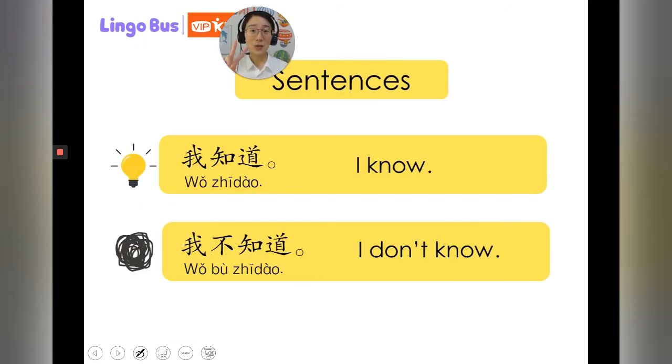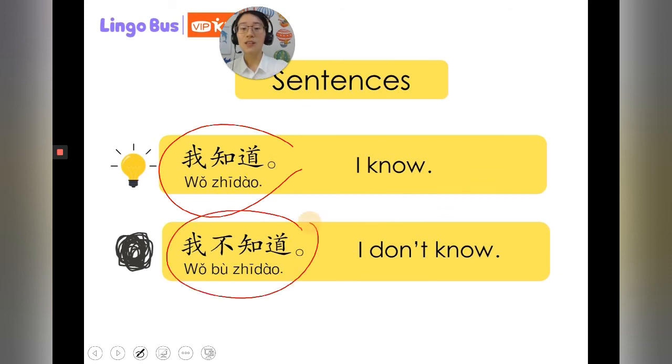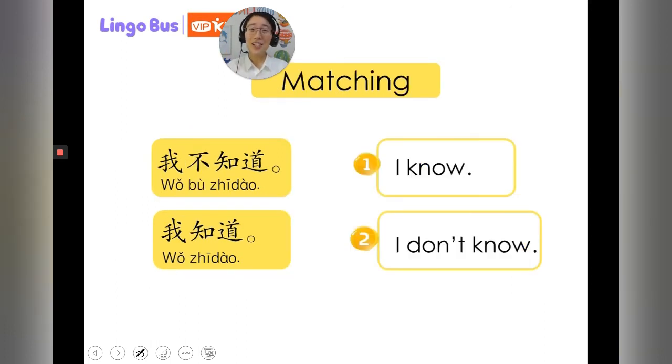Now let's look at these two sentences. The first one is 我知道, I know. It's your turn. 我知道. The second one is 我不知道, I don't know. 我不知道. Can you have a try? 我不知道. Great job, guys!